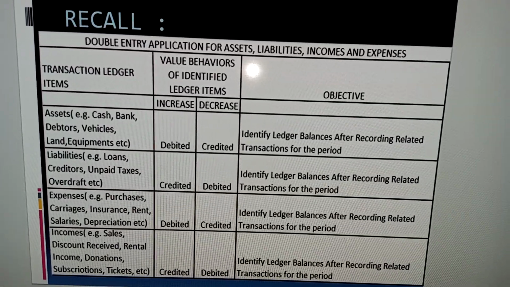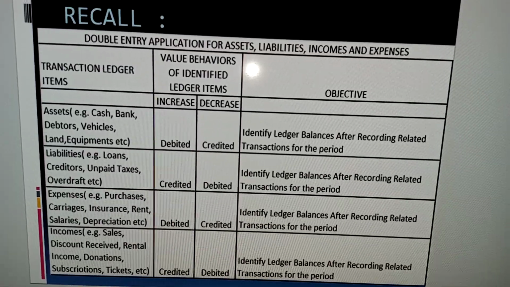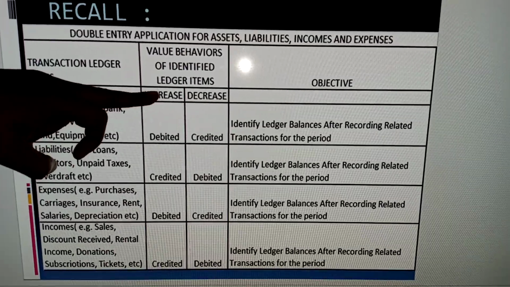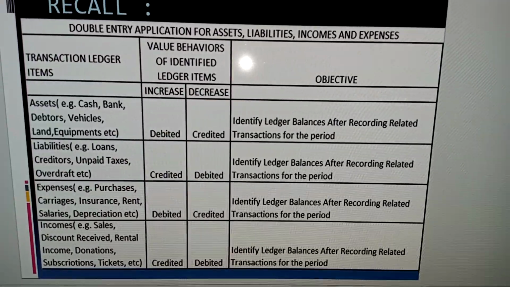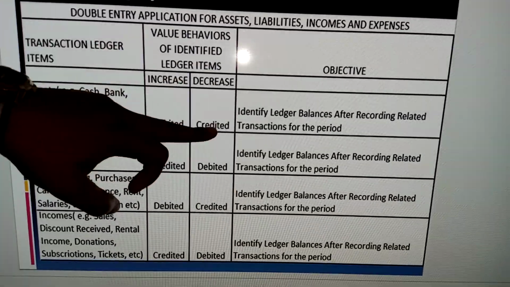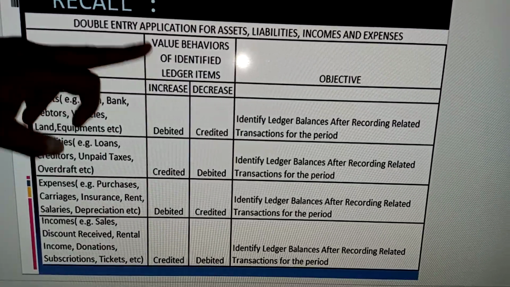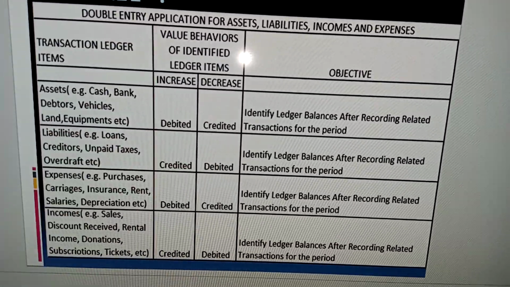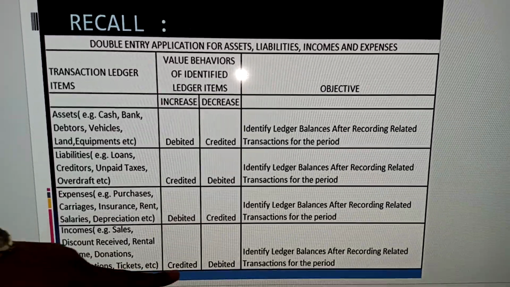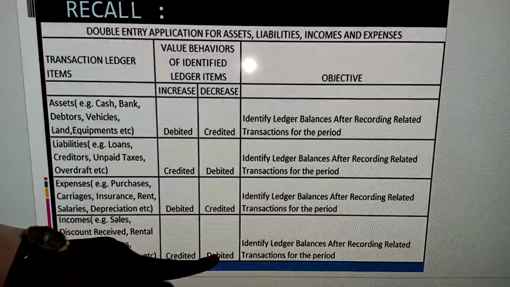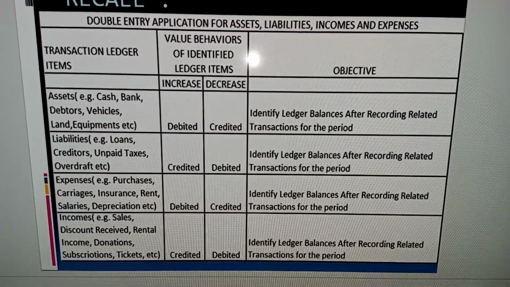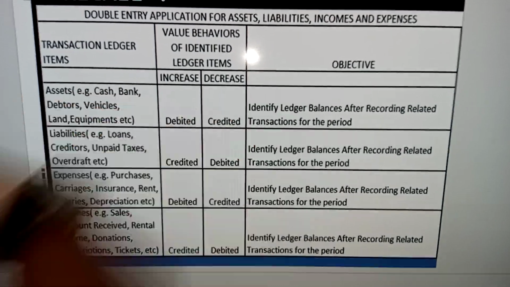I already told you that those items, whether assets, liabilities, expense, or income, behave in a particular way. They either increase in value or decrease in value. Recall that assets, when they increase, with debit, and when they decrease, with what? Credit. Liabilities, when they increase, with credit, when they decrease, with debit. Expense, when they increase, with debit, when they decrease, with credit. Incomes, when they increase, with credit, and when they decrease, with what? Debit. Now, the objective generally is to what? Identify ledger balances after recording what? Related transactions for the period.